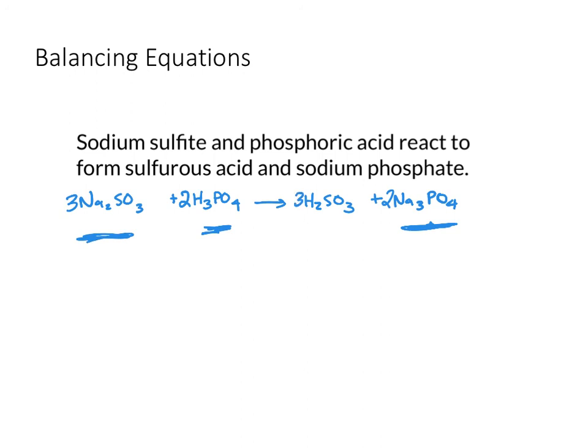If I put a 3 in front of that, I have 3 sulfites and 6 hydrogens, which will balance out. So now I'm going to check if I can reduce down my coefficients. The answer is no. So the next thing I check is, is everything balanced? I have 6 sodiums, 3 sulfites, 3 sulfites, I have 6 hydrogens, 2 phosphates, 2 phosphates. So I have a balanced chemical equation, and I can use this for the future.